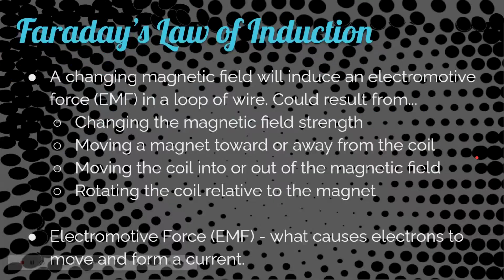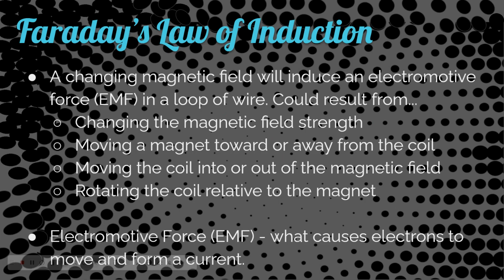So we're going to look at Faraday's law of induction and how a changing magnetic field can induce an electromotive force, which is abbreviated EMF, in a loop of wire. And again, you get this by moving them with respect to one another. So either moving a magnet toward the coil or moving the coil toward the magnet or rotating them, or something where one of them is moving with respect to the other so that the field is changing.